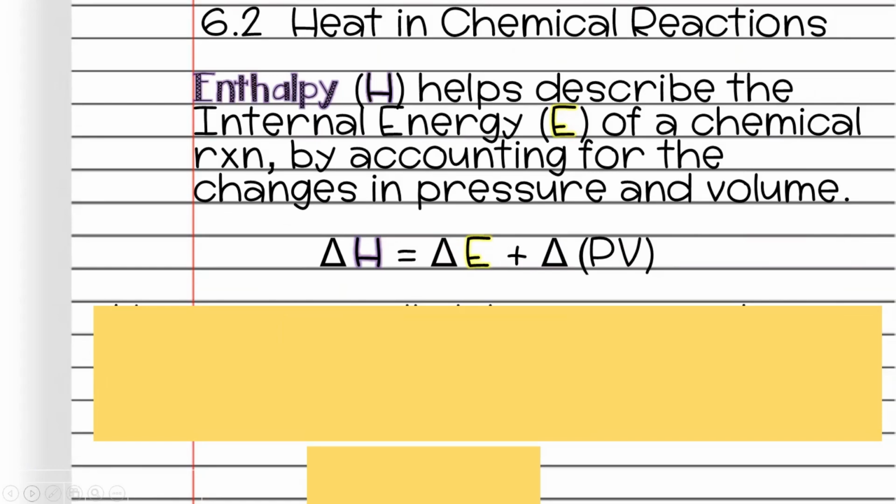Hello, today's lesson is section 6.2, heat in chemical reactions. So we're going to talk about a new term, enthalpy, and its symbol is H. It helps describe the internal energy E of a chemical reaction by accounting for the changes in pressure and volume. They picked H, I think, because basically it's heat. So delta H equals the change in internal energy plus the change in pressure and volume.